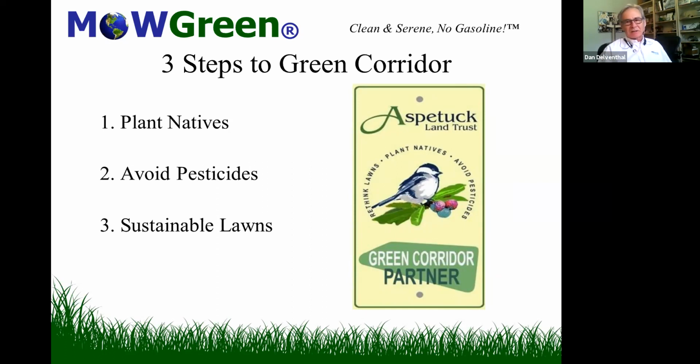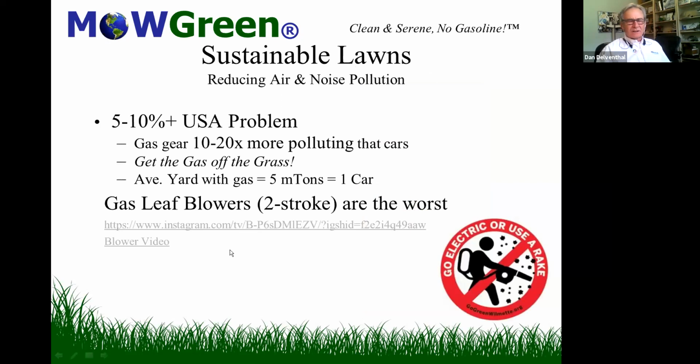So hats off to Aspetuck Land Trust. We're so excited to partner in bringing sanity back to lawn care and a healthier environment for everybody. So Mel mentioned the 3 steps: plant natives, avoid pesticides, and have more sustainable lawns. And so I'll kind of work backwards through this list. MowGreen started, the main thing was to get the gas off the grass, to avoid the noise and pollution, and give athletes a chance to get outside and get some exercise too.